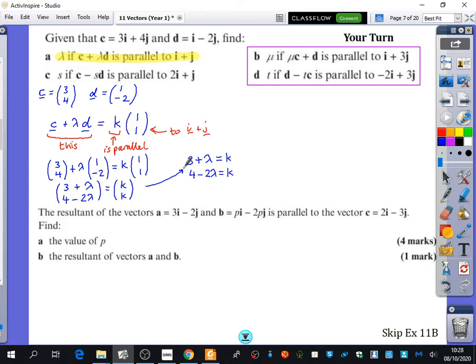So what's the best way of finding out what lambda is? Substitution. I can actually just say 3 plus lambda must be equal to 4 minus 2 lambda, because they're both equal to the same thing. And the reason they're equal to the same thing is because i and j are the same thing here, okay? So we're going to get that 3 plus lambda must be equal to 4 minus 2 lambda. So we end up with 3 lambda equals 1, and so lambda is a third.